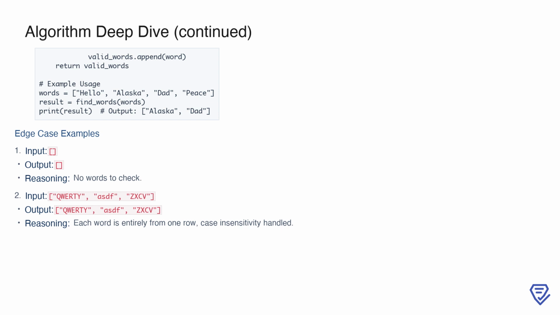These sets are stored in a list for easy access during the subset checks. The find_words function takes a list of words as input and processes each word one by one. For each word, it converts the word to lowercase and then into a set of unique characters. Using a generator expression, it checks if this set is a subset of any of the three keyboard row sets. If the condition is met, the word is added to the valid_words list. After processing all words, the function returns the valid_words list.